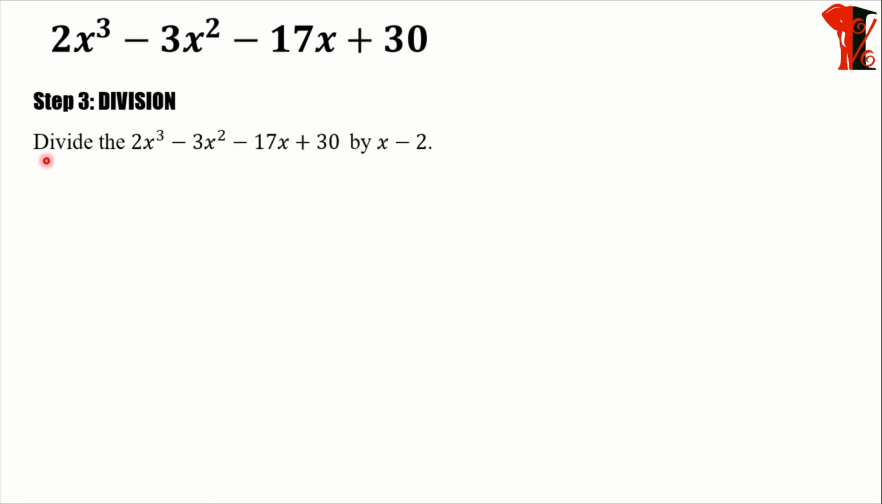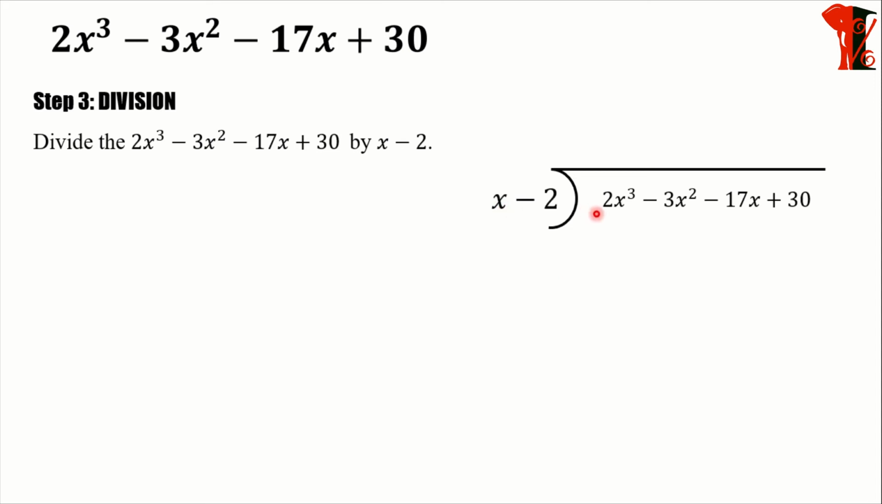So what exactly we will do here? Divide the 2x cube minus 3x square minus 17x plus 30 by x minus 2. Let us start dividing it. So you know how to use the division symbol. Okay. Now this is what it is. I have written the polynomial here and the factor over here. Now first thing I have to get a factor over here, correct? So to get the factor, what I will do? First I will divide 2x cube and x, because our main intention is to cancel the first term. Correct. So I am going to get the first factor.